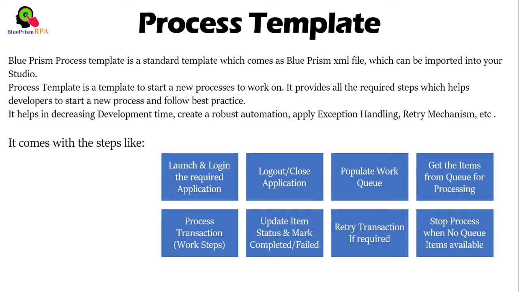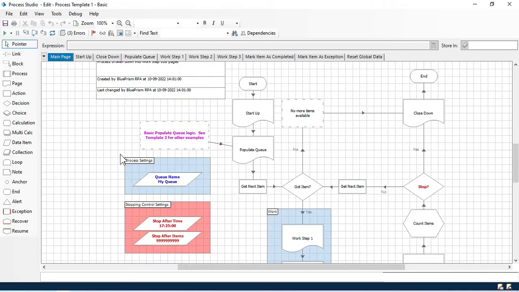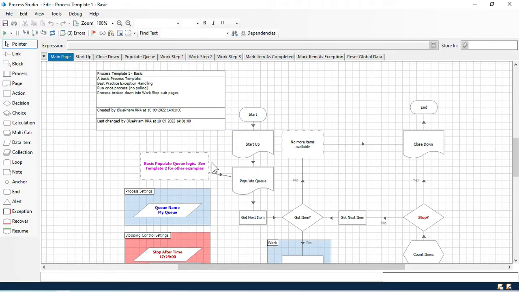So it has these features, and they are created as separate pages which can be used as reusable components. You can reuse this anywhere. Let me show you in Blue Prism Studio. So this is the Blue Prism standard process template. This is the basic process template, and you can see here we have different pages created for other actions. Let me give you the overview one by one.